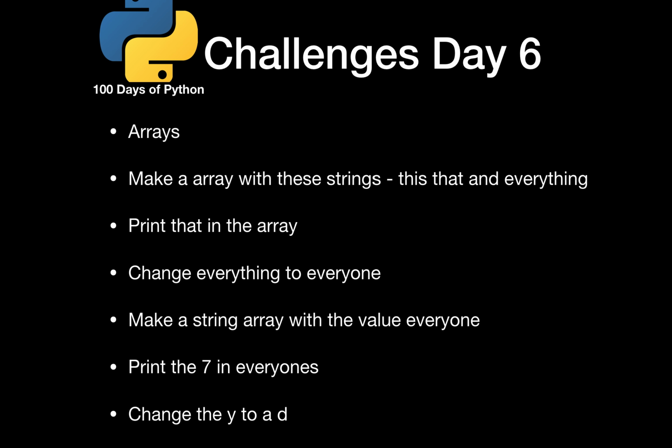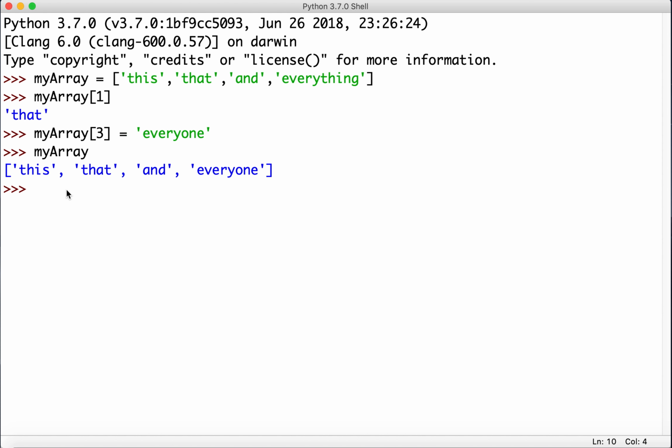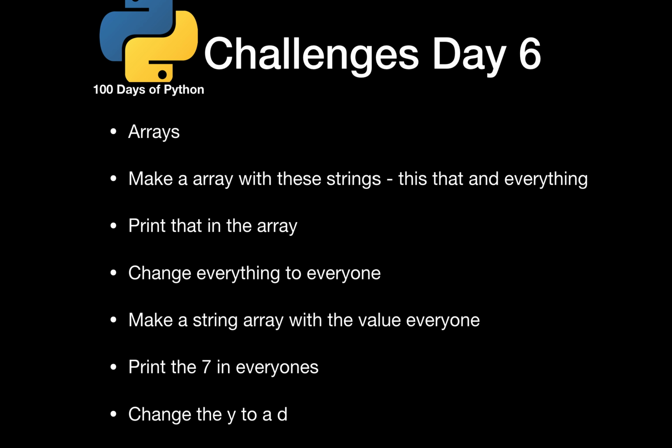Make a string array with the value everyone. Okay, all right, let's make a string array. Okay, my string. Now within Python, a string is an array. So there we go. That's my string array. I might make this more descriptive. There we go. Press enter. Now we've got a my string array that's equal to everyone. That's that challenge. Next one.